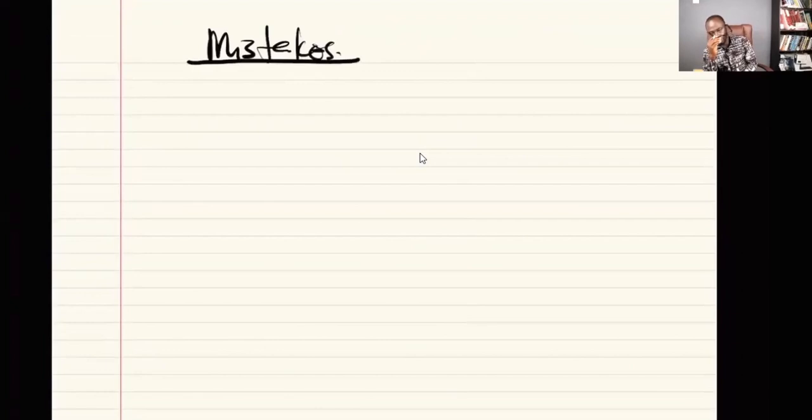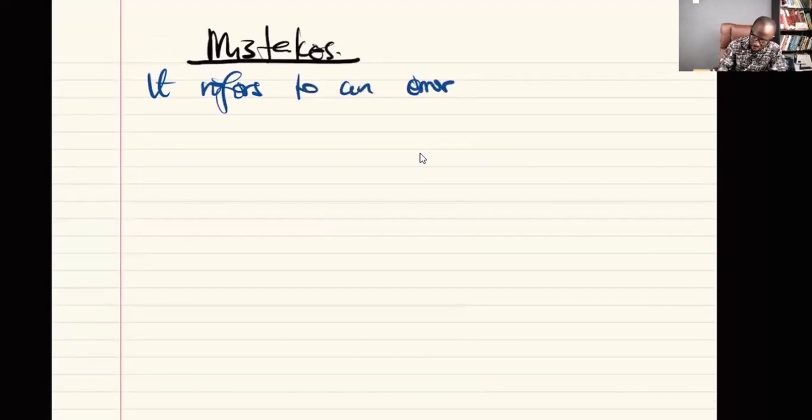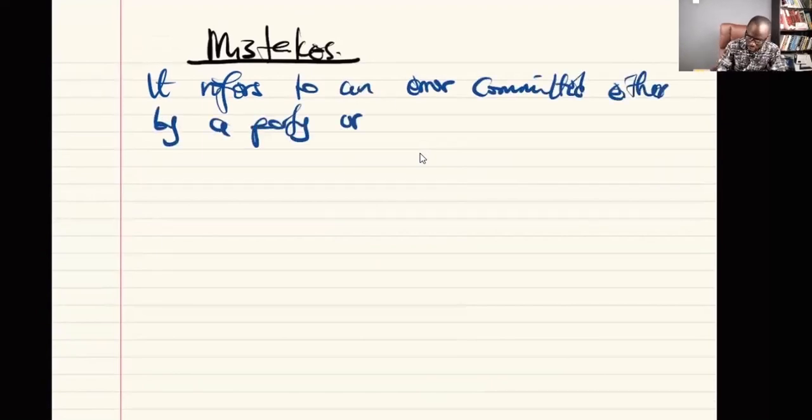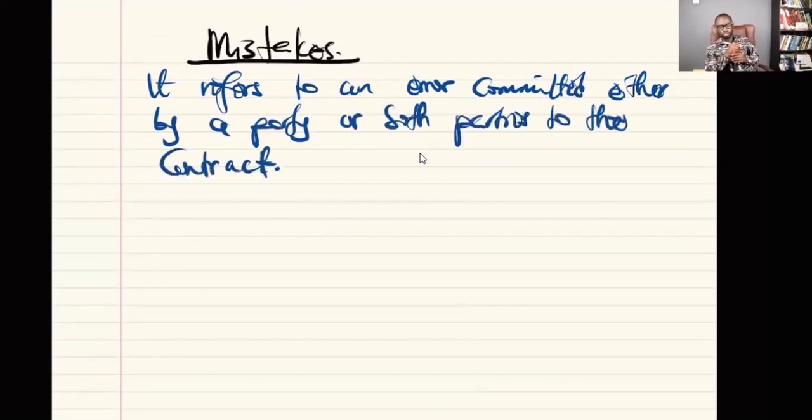So let's look at the second one, mistakes. Mistake is simply an error that is committed either by both parties or just one party to the contract. So it refers to an error committed either by a party or both parties to the contract. So the key thing here is that it is what?